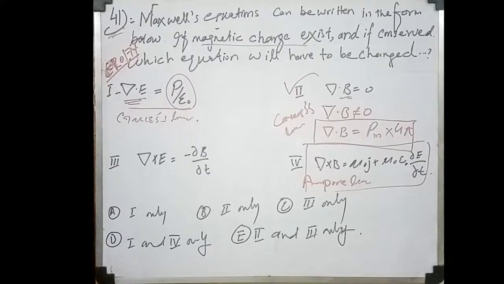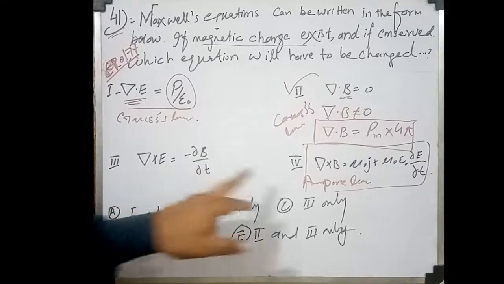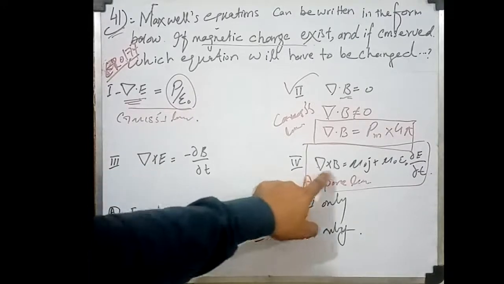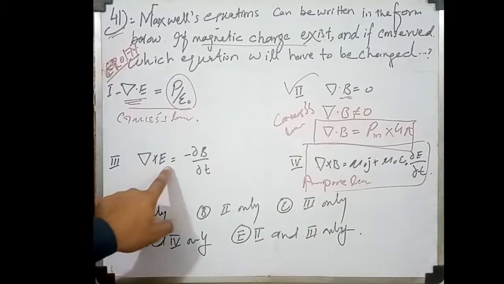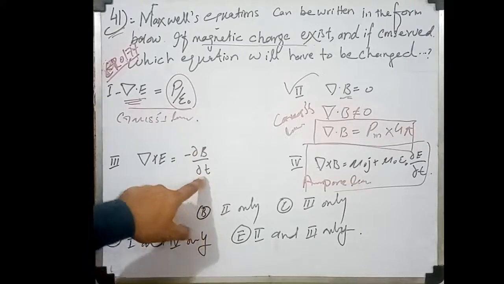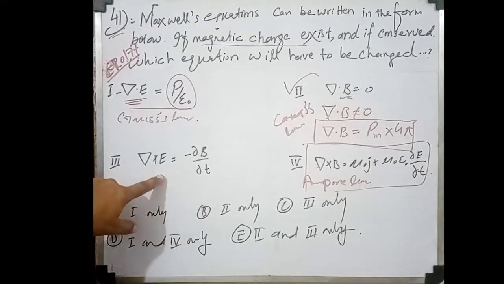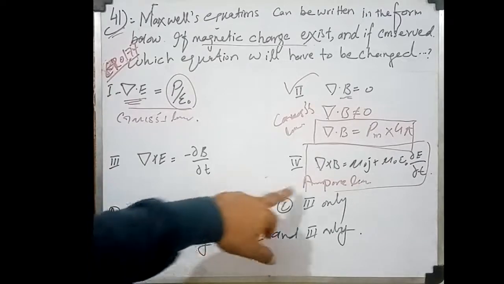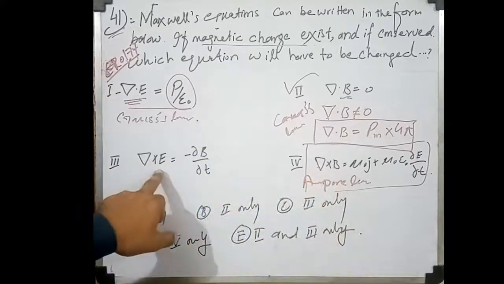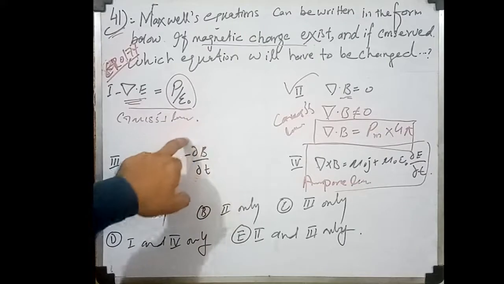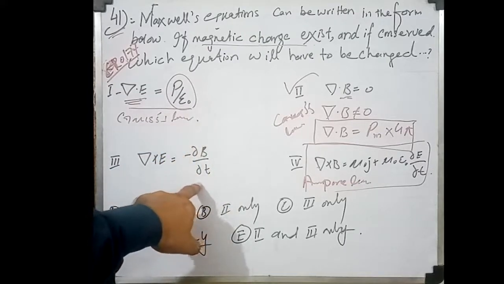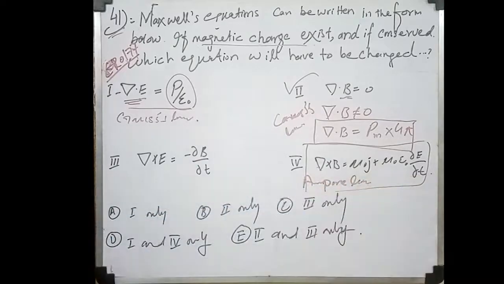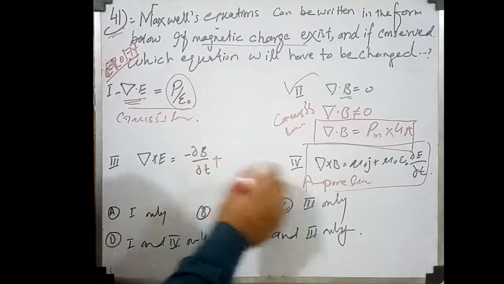So the third equation has del cross E. Del cross E is equal to the negative rate of change with time. This is also called Faraday's law of induction. So this is del cross B, this is del cross E. Here is the time rate of change of magnetic field, and here is the time rate of change of electric field. So there should be a term like this.